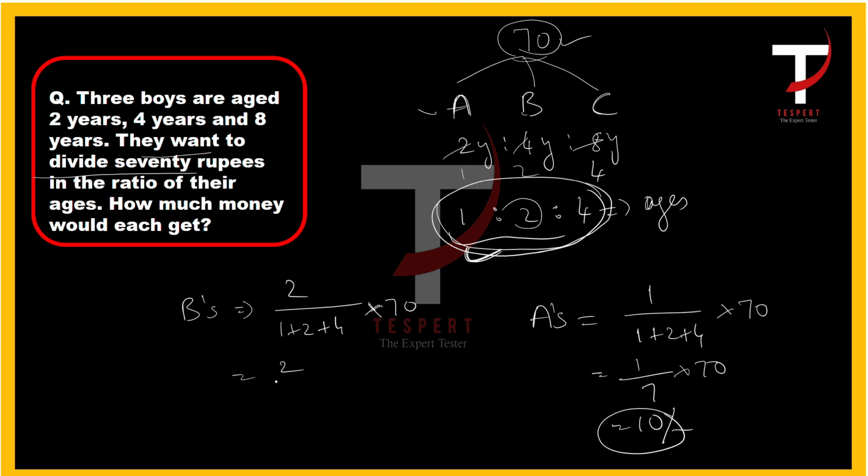So calculate 2 by 7 into 70, which is equal to 2 into 10, that is equal to 20 rupees. So B gets 20 rupees.